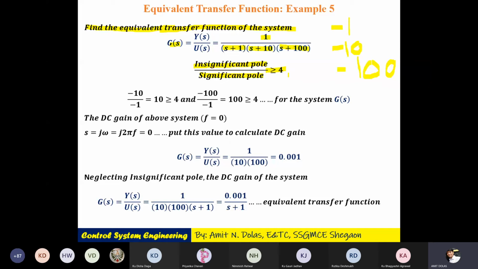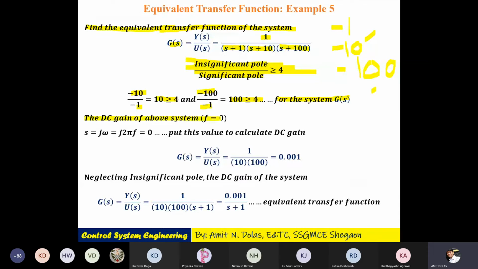Suppose I have a significant pole at -1 and I am considering the insignificant pole to be -3. So -3 by -1 is 3, which will not satisfy this condition, so we cannot neglect that. Here, for both the poles, -10 by -1 is 10, which is greater than 4. And again the other one, -100 by -1, is also greater than 4 for the system G of S.